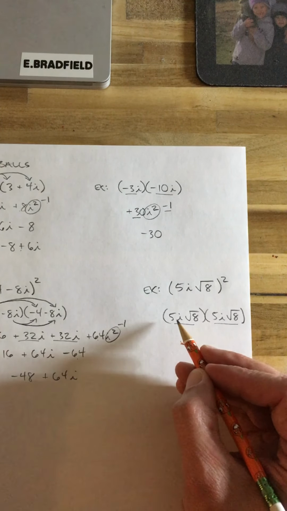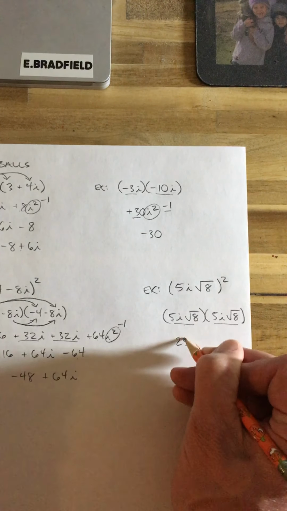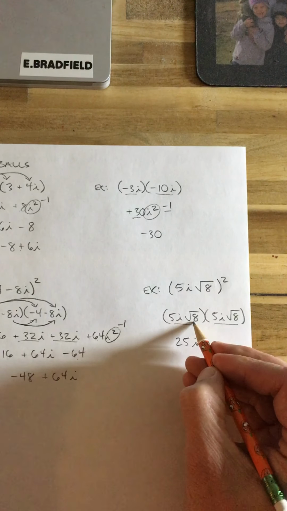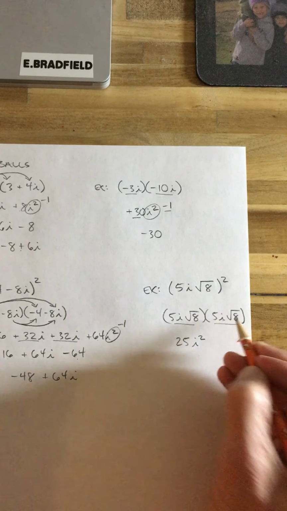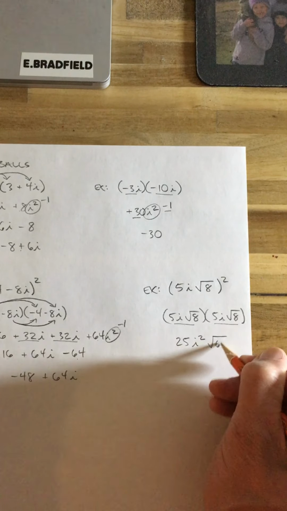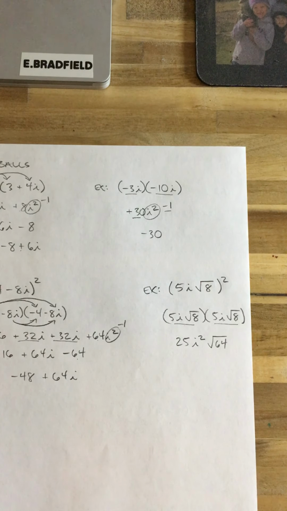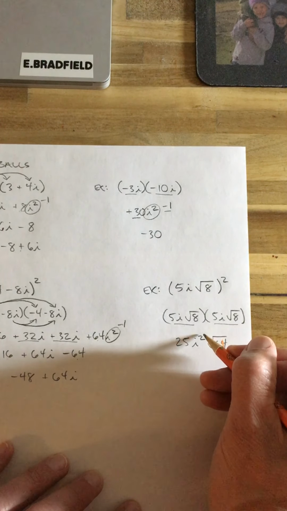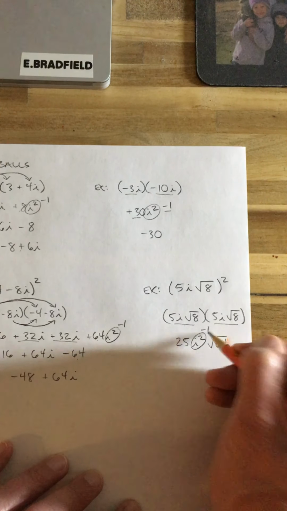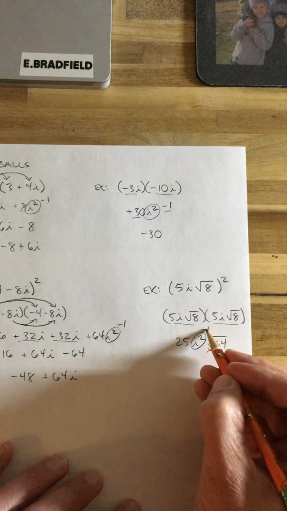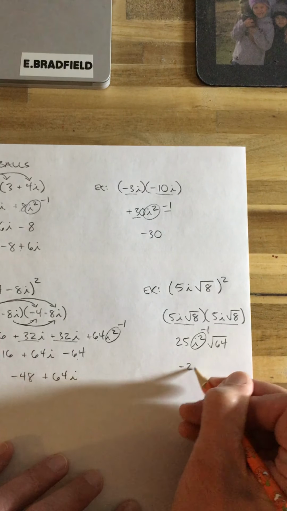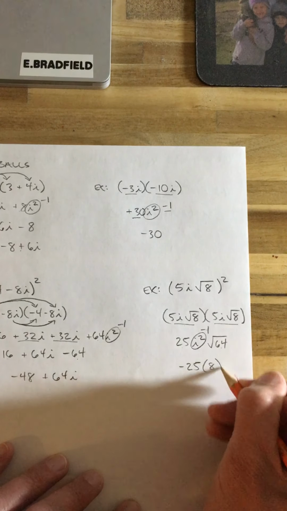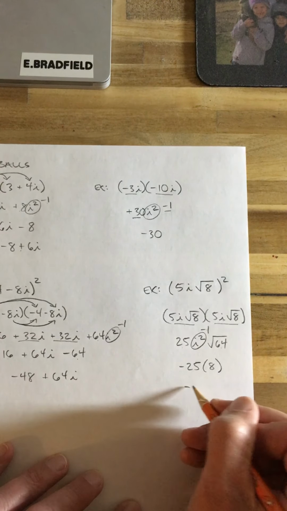I still break it up. 5 times 5 is 25. i times i is i squared. And then square root of 8 times square root of 8, isn't that the square root of 64? I'm sure you know what the square root of 64 is. But here we go, what do we notice about this? This is really a negative 1, right? So 25 times negative 1 is negative 25. And then the square root of 64 is just 8, so we multiply it by 8. And guess what that gives us? Negative 200.